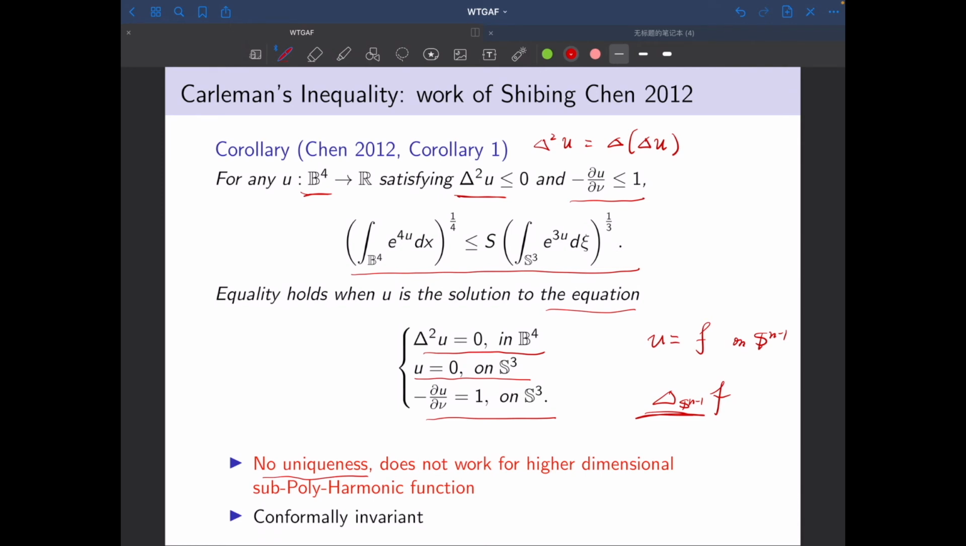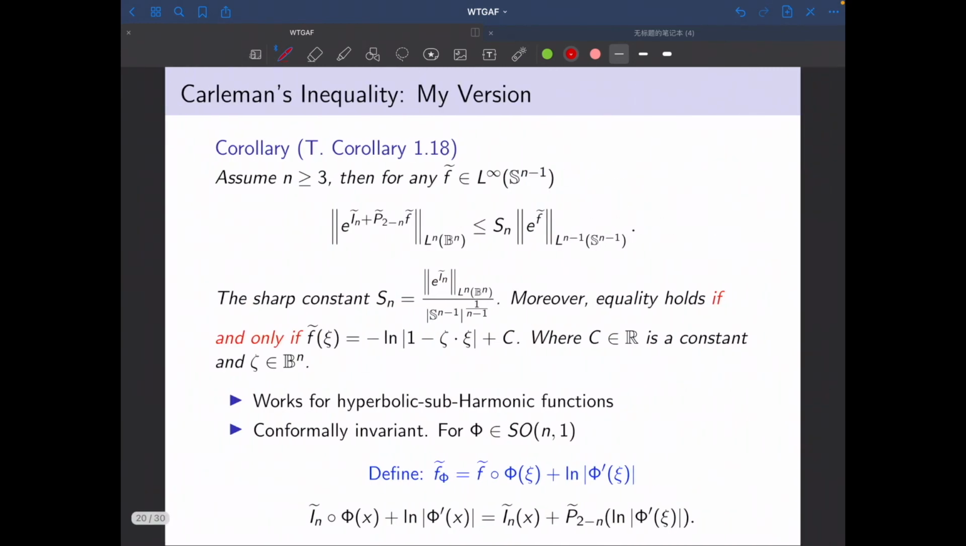But this generalization is conformally invariant. I'll talk more about this when I talk about my own generalization of it. And here is my version of the generalization of Carleman's inequality. In particular, I want to say that the limit case inequality is actually a generalization of Carleman's inequality in any dimension greater than or equal to 2. I emphasize that n is greater than or equal to 3 here, but it also works in dimension 2. Since I have uniqueness of the limit case inequality, I also have uniqueness here.